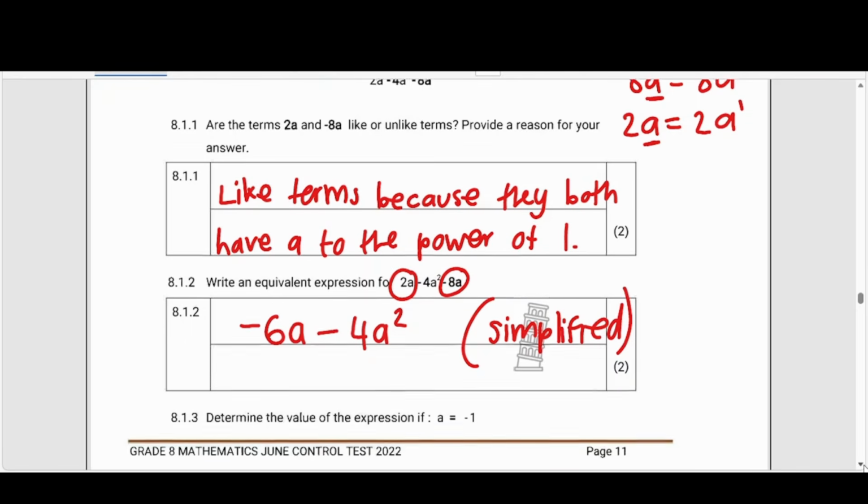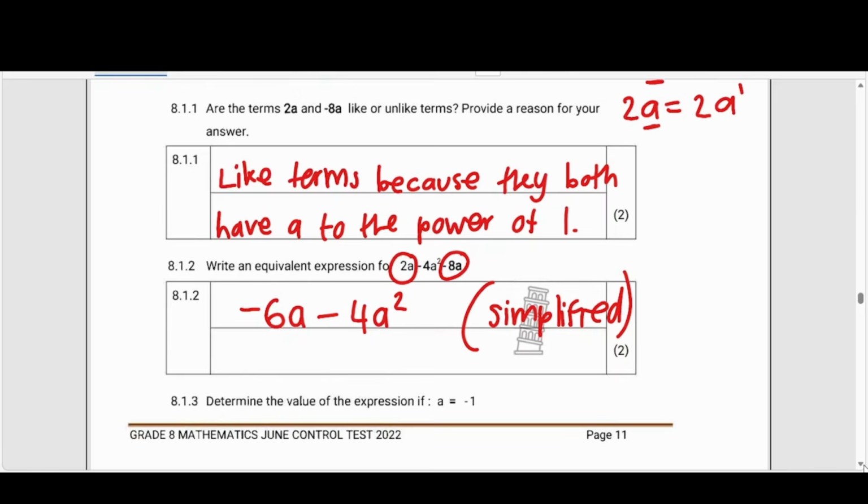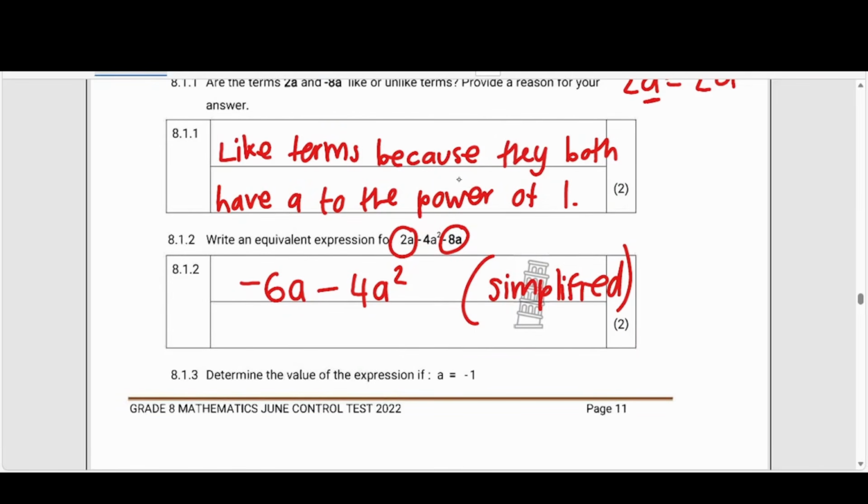I suppose what you could also do is potentially take out minus 2 as a factor here. You could say minus 2 times (3a plus 2a squared). You could do that as well, but I think this part would be enough just to simplify it like that.